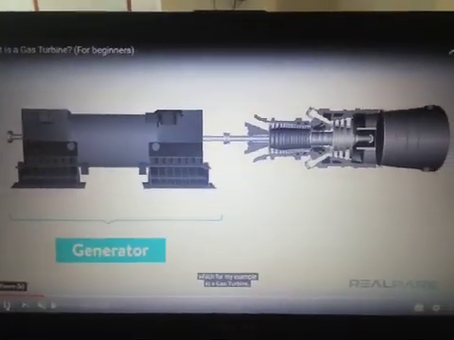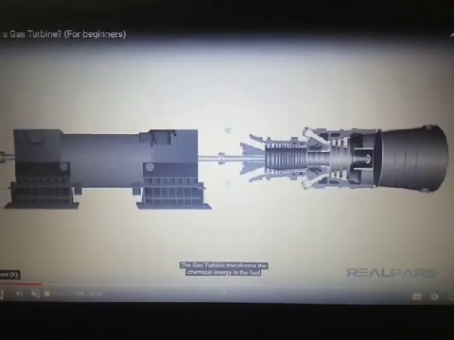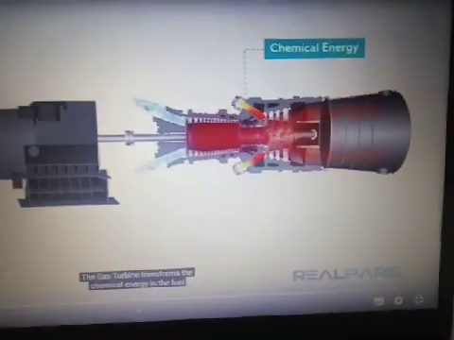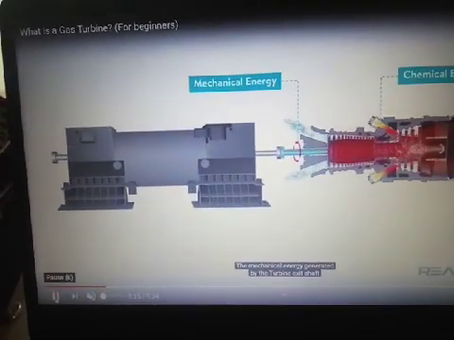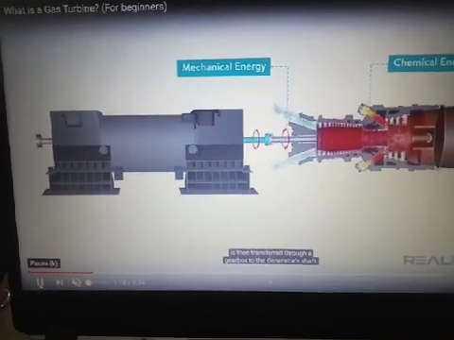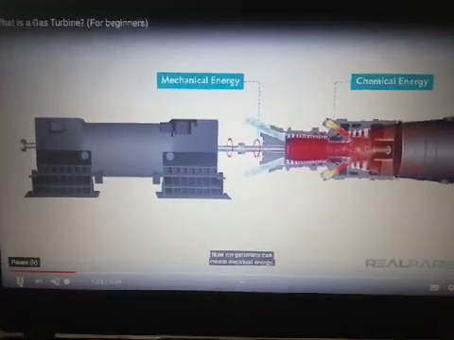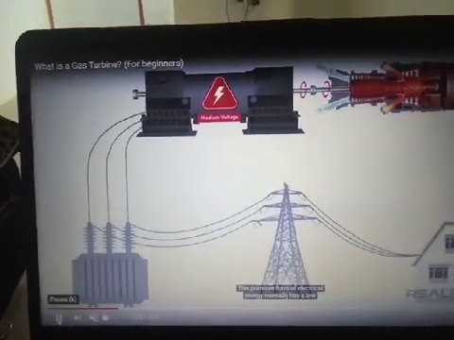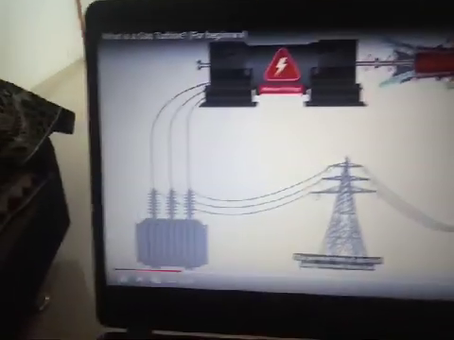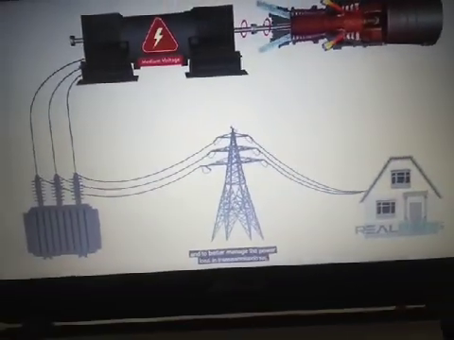You can see over here that with the help of a gas turbine we can run the generator, and the generator generates the electricity. Chemical energy converts into mechanical energy, and mechanical energy drives the generator, and the generator develops electricity, which is further used for our industrial applications as well as domestic applications. Medium voltage then goes into the transformer, and from the transformer to our home.